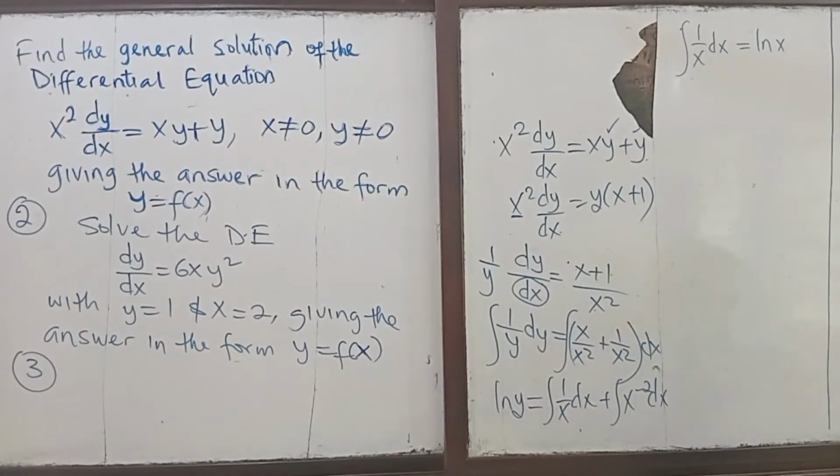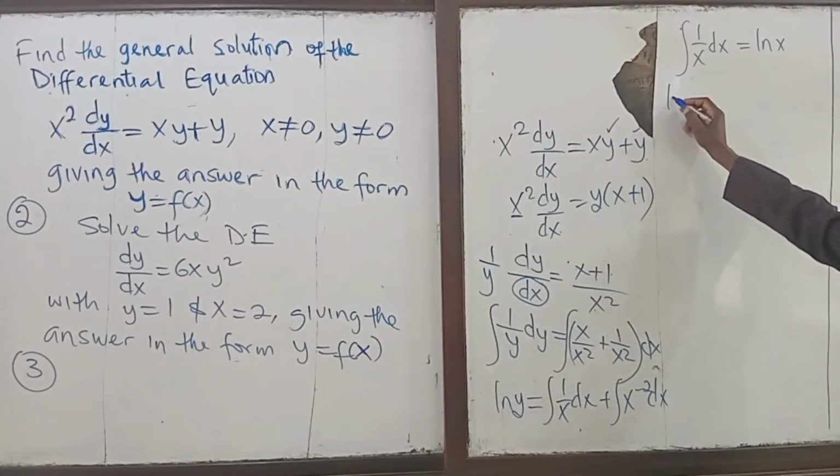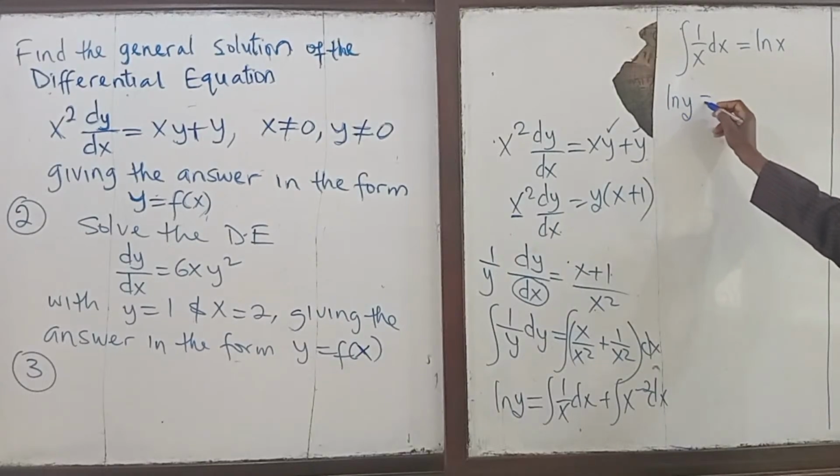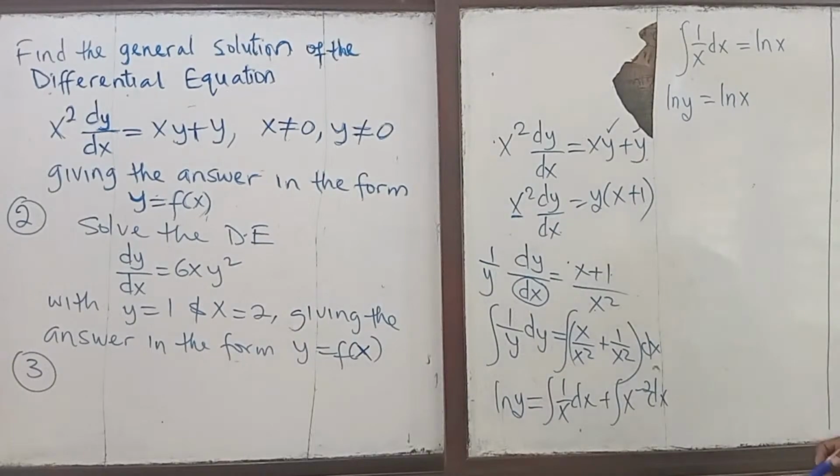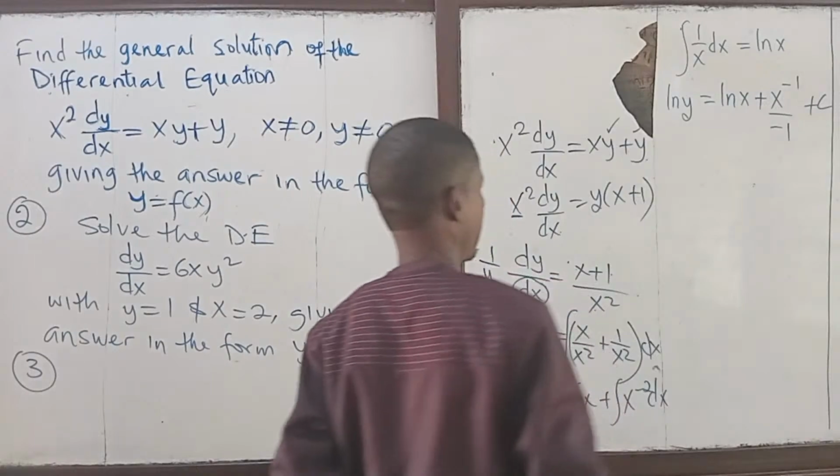Okay? So we're going to have the natural logarithm of the function y equal to this one also. That will be the natural logarithm of the function x. And this one will be the power plus 1. That will be plus x to the power minus 1 over minus 1 plus c. So that's what we have there.